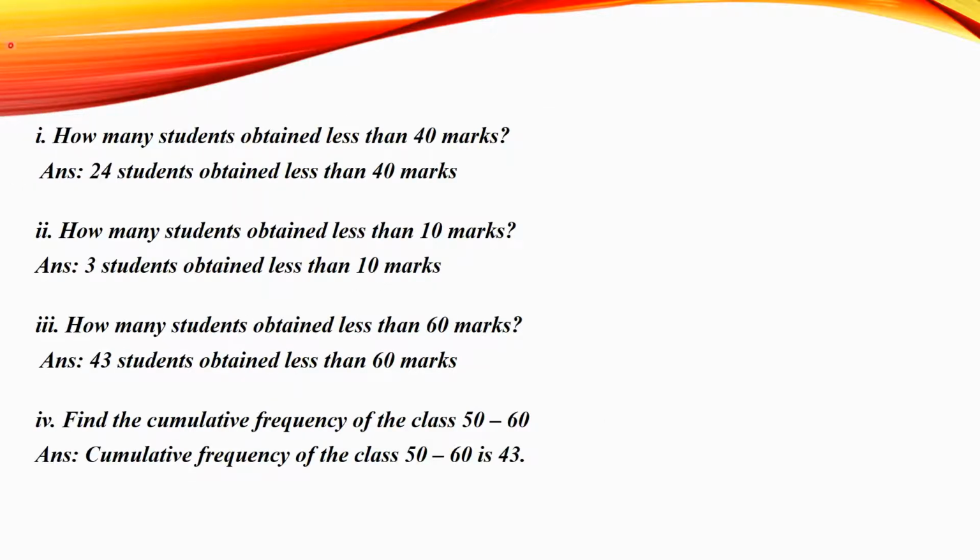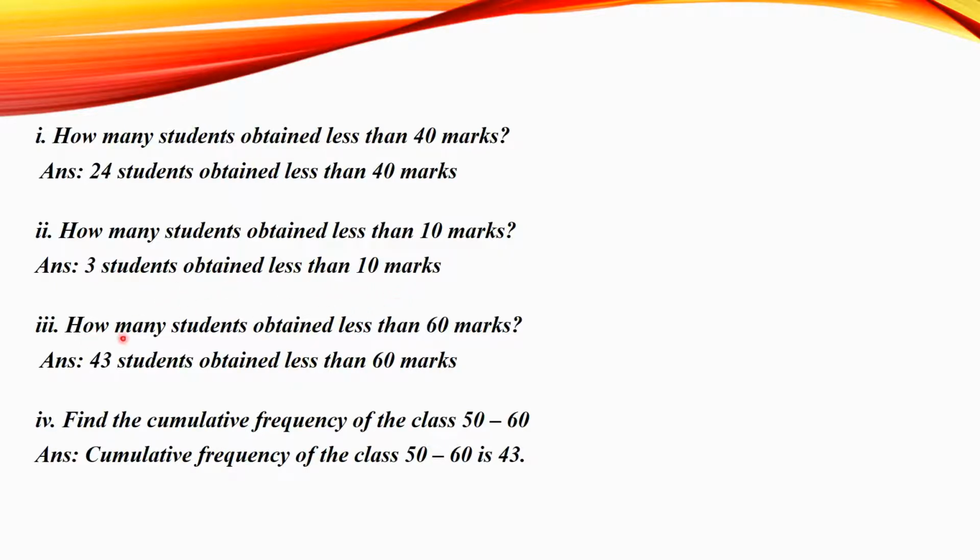Answer the questions which are asked here. How many students obtained less than 40 marks? So we have the answer from the previous table, that is 24 students obtained less than 40 marks. How many students obtained less than 10 marks? So the number of students who have got less than 10, that is 0 to 10, is 3. So 3 students obtained less than 10 marks.